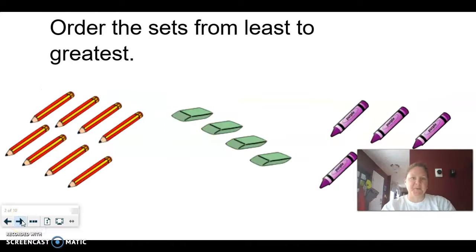All right. Let's try another one. Order the sets from least to greatest. All right. So first thing I need to do is figure out how many are in my set. So this one has 1, 2, 3, 4, 5, 6, 7, 8. I write 8 next to it so I can remember. Okay, how many erasers?